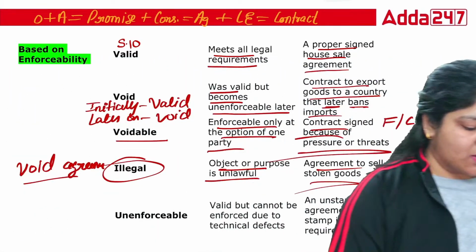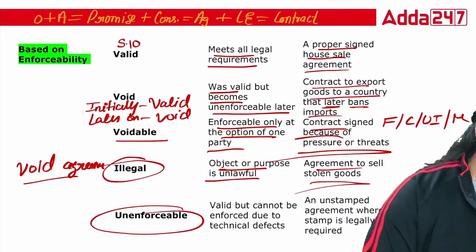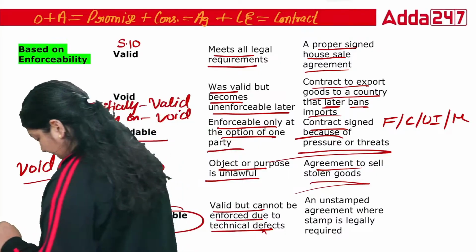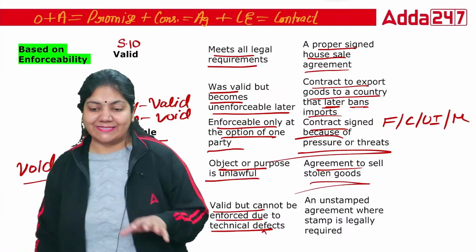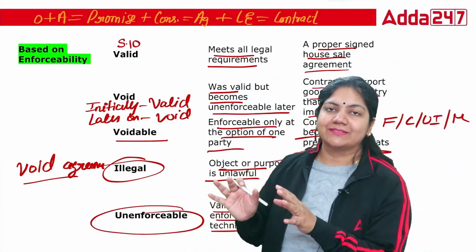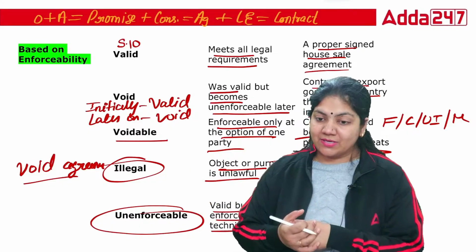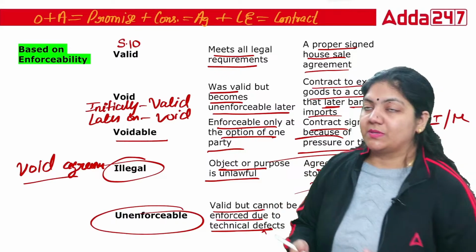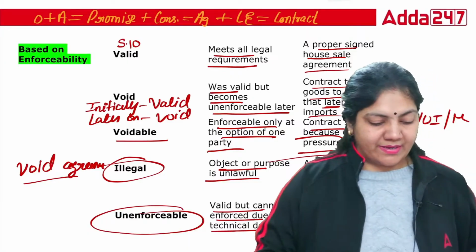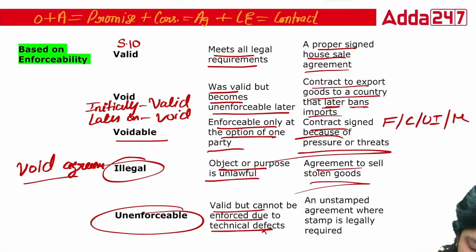Okay, now what is unenforceable? Valid but cannot be enforced due to a technical default. Suppose you have made a mortgage deed, but the mortgage deed is not stamped. According to the Indian Stamp Act, stamp is compulsory in a deed. If it is not stamped, this is called unenforceable. It means we cannot enforce it in front of the court. If the technical default is cured, then it will be enforced. So an unstamped agreement where stamp is legally required is called an unenforceable contract. Cool.